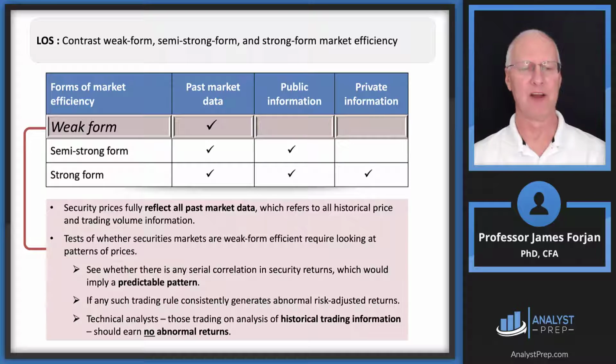Yeah, go ahead and look at that very bottom arrow point. Technical analysts, those trading on analysis of historical trading information, they should earn no abnormal returns. So let me go ahead and give you this definition. This is an academic term, an abnormal return. An abnormal return is also referred to as an excess return. And that simply means that it's a return in excess of the risk that you had taken. In other words, can you use historical data to outperform a similar portfolio? And the answer, according to Eugene Fama, is no.